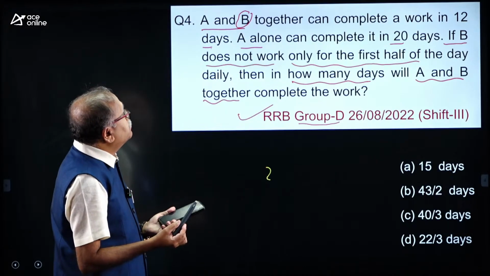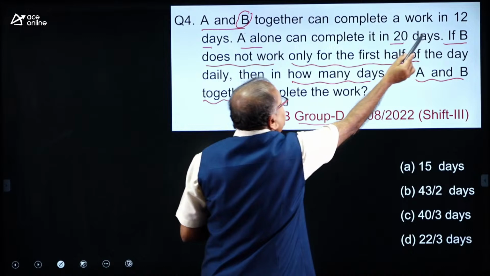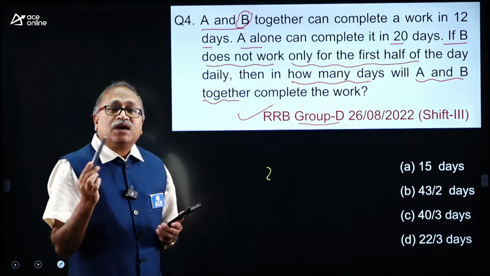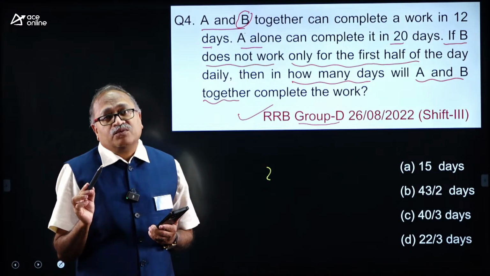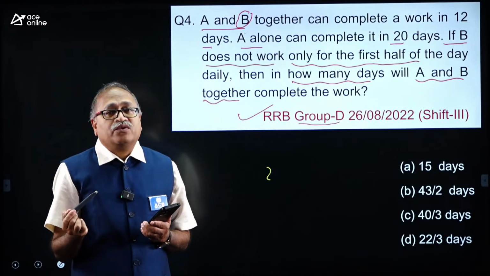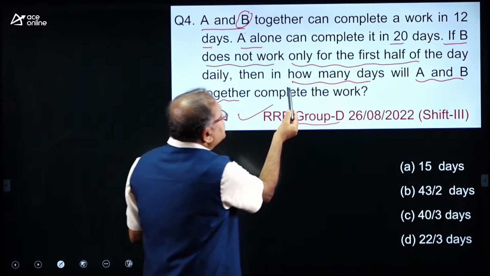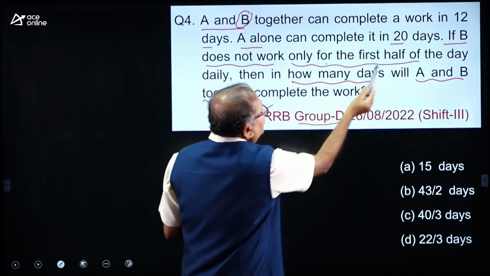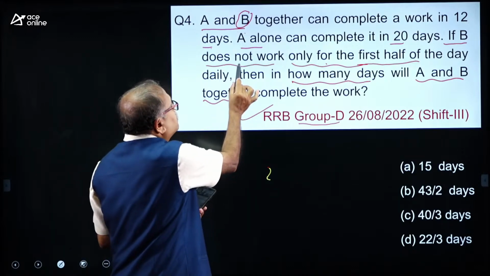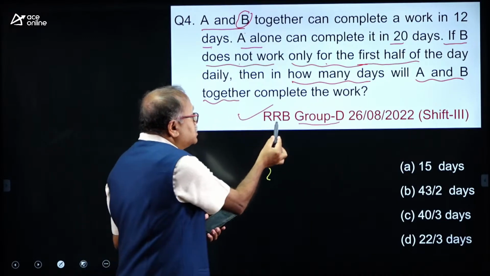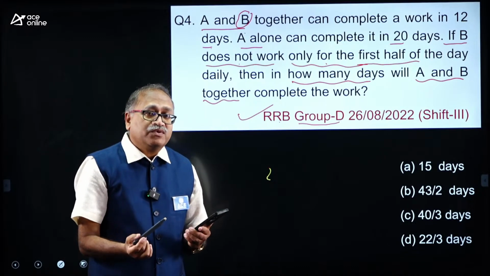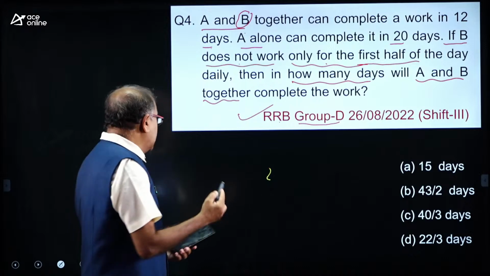I know A and B together can complete the work in 12 days, and A alone can complete the work in 20 days. I can find out in how many days B alone can complete the work, and in how many days A plus B can complete the work, that also we know how to find out. But a small twist is there, that B worked only half of the day. He did not work the first half of the day. Look at this, the previous question, I did not prepare it. I just wanted to make you familiar with the type of question you people are writing in the RRB JEE examination.